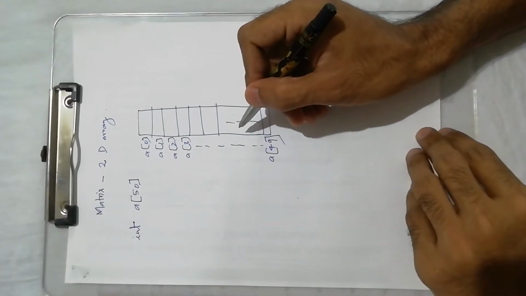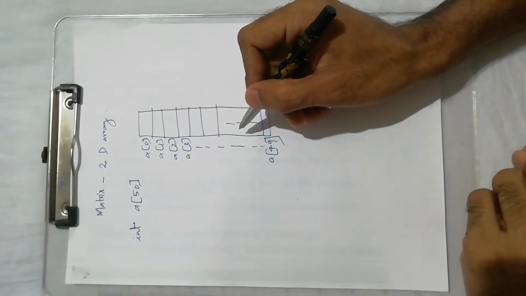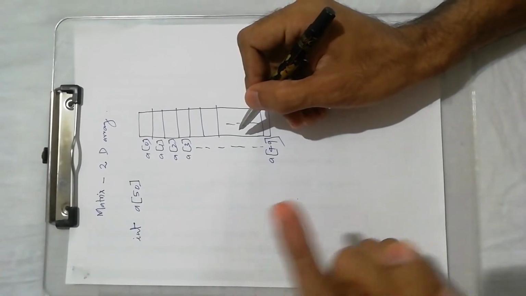A single location can be represented with the help of two indices. That is the difference between a single-dimensional array and a two-dimensional array.